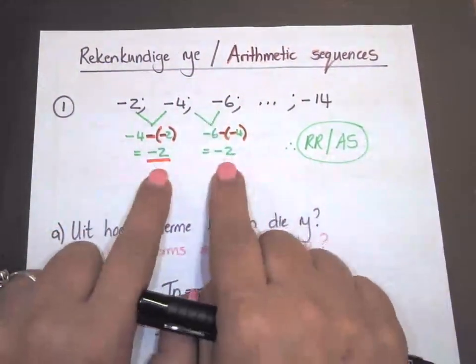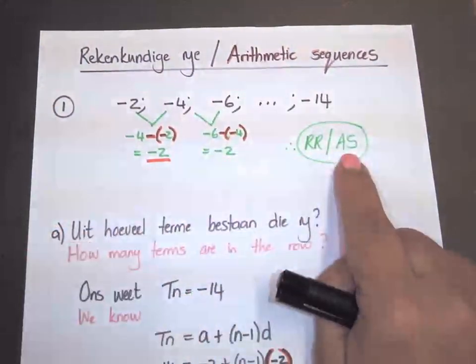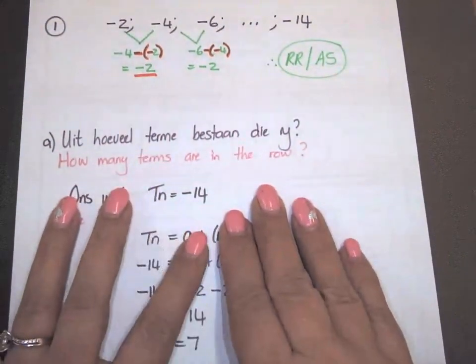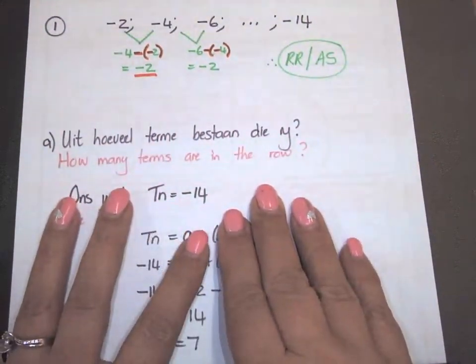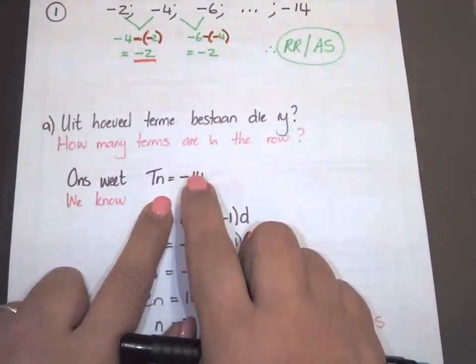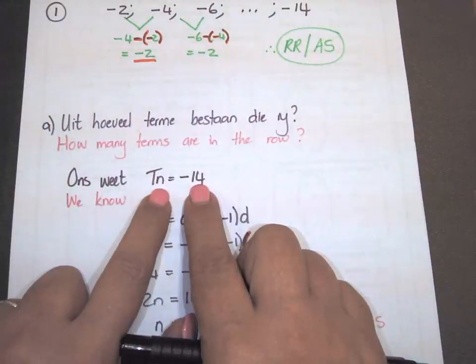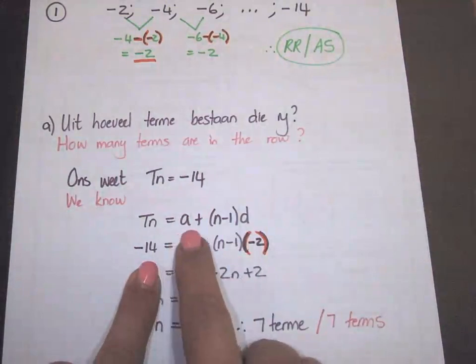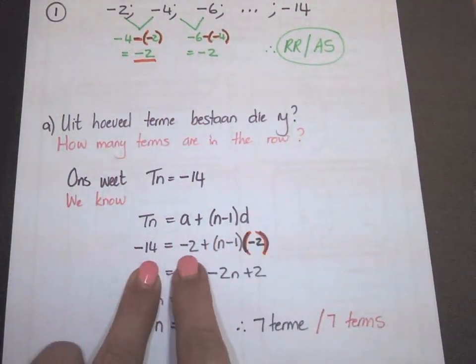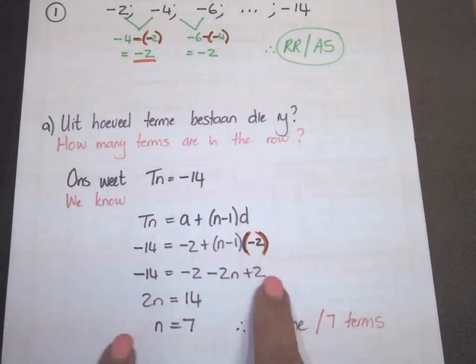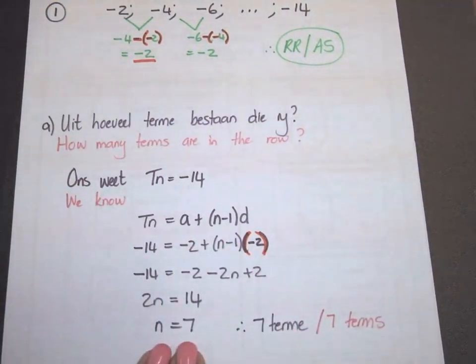Now that I see that I have a constant difference, I know it's an arithmetic sequence. The first question is, how many terms are in the sequence? I know that Tn is negative 14, so you substitute negative 14 under Tn. I know it's an arithmetic sequence, so I use the arithmetic sequence formula. Substitute A, substitute D, and substitute Tn, and then I work out n. So this sequence has 7 terms.